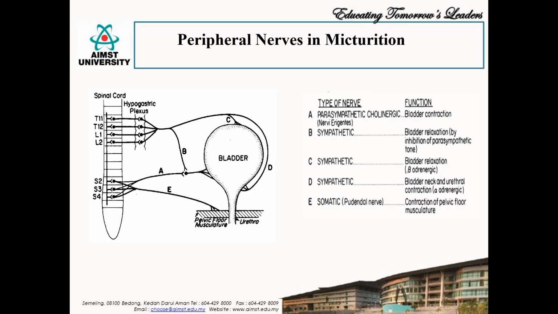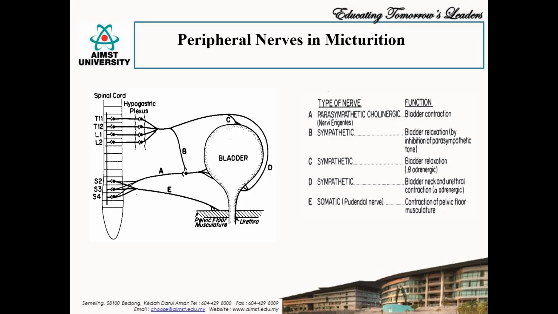So when the nervous system as well as the muscular system is in good control, you will not have any problem with the micturition. But if there is any issue with the nervous system, or if there is any issue with the muscular system, then they will not be able to control this micturition. They will be undergoing leaking.